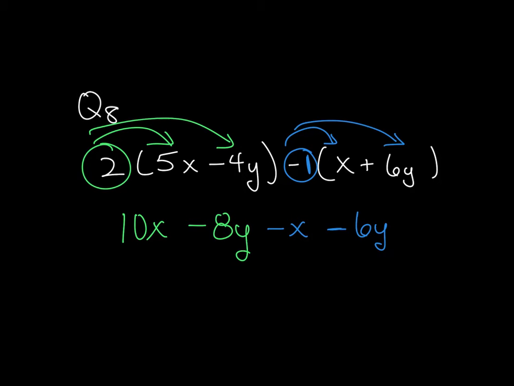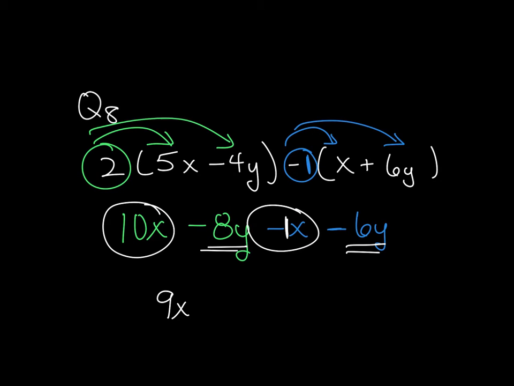Now, with this, we want to combine our like terms. So we're going to go ahead and combine a positive 10x minus, and that's an understood 1x. So that leaves us with 9x. And then for the y's, 8y, which is negative, and a 6y, which is also negative. The signs are the same. So I add 8 plus 6, which is 14, negative 14y.